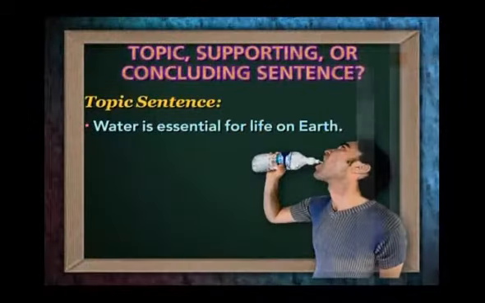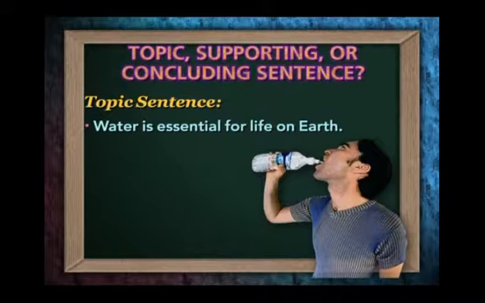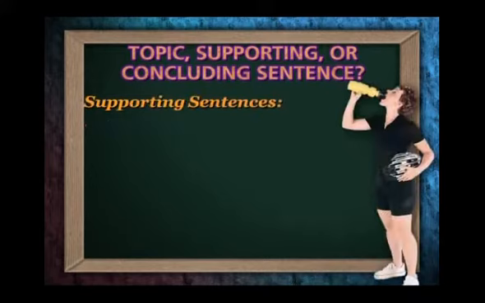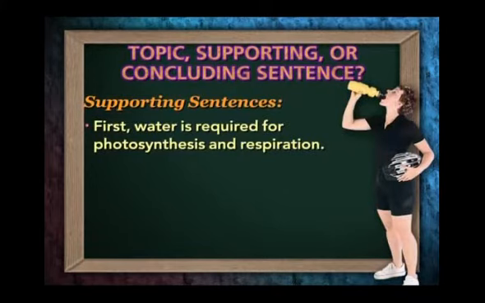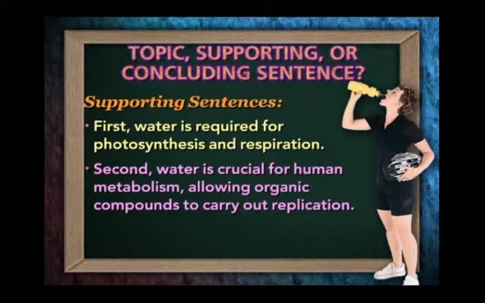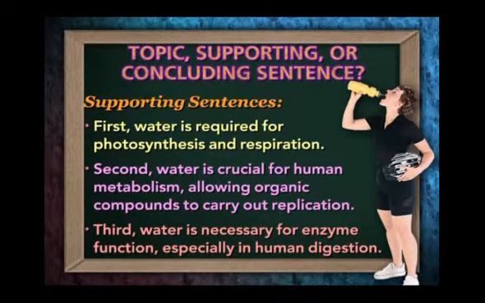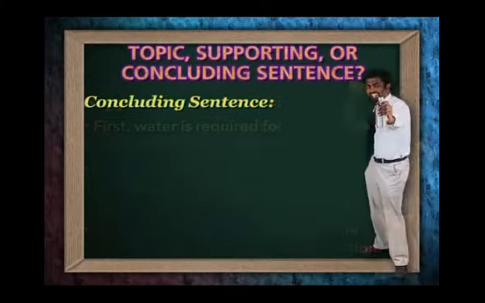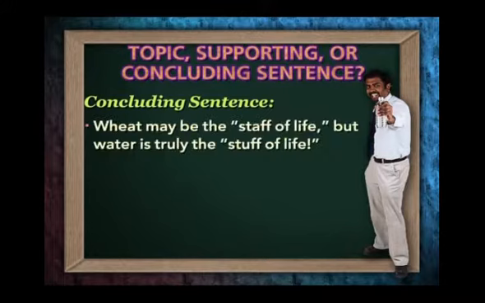The topic sentence is the first sentence. Water is essential for life on Earth. Then I have 3 supporting sentences. First, water is required for photosynthesis and respiration. Second, water is crucial for human metabolism, allowing organic compounds to carry out replication. Third, water is necessary for enzyme function, especially in human digestion. Then I have my concluding sentence. Wheat may be the staff of life, but water is truly the stuff of life.